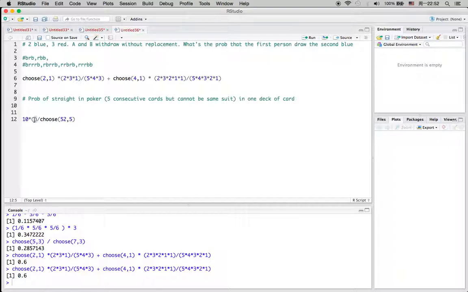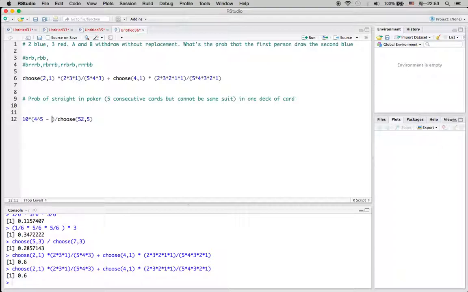Then after the number, we're going to take care of the suit. There are only 4 suits in one deck of cards, and we are going to draw 5 cards. So that will be 4 to the power 5. There are 5 positions, and each position can be one of the 4 suits, that would be spade, heart, club, and diamond.